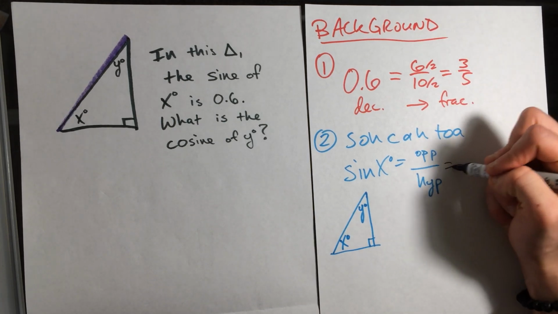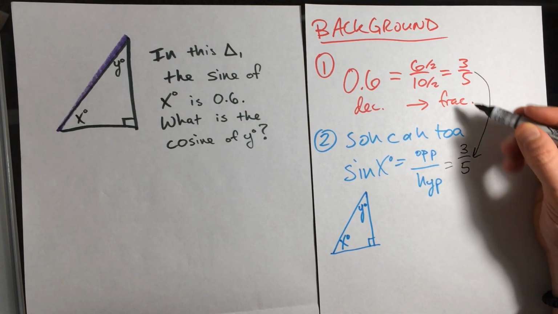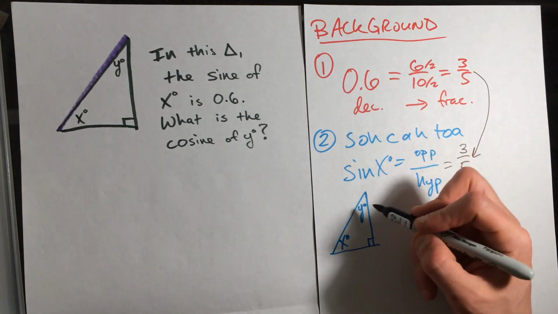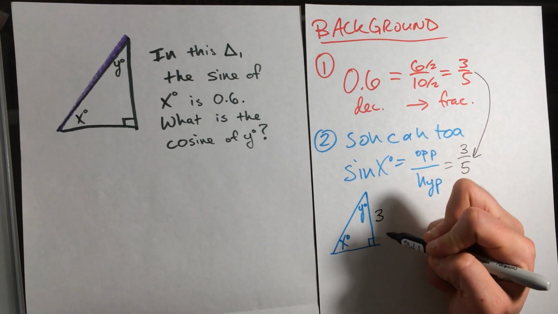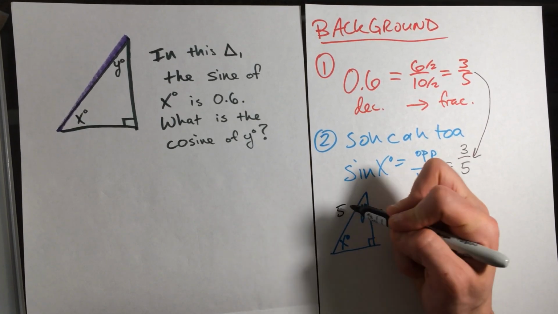And our opposite value then, we know it. Oh wait, this is just this value here, because we know that it's equal to 3 over 5, or 0.6, so if we fill it in here, that's going to be 3, because that's the side opposite of x, and this is going to be 5, it's the hypotenuse.